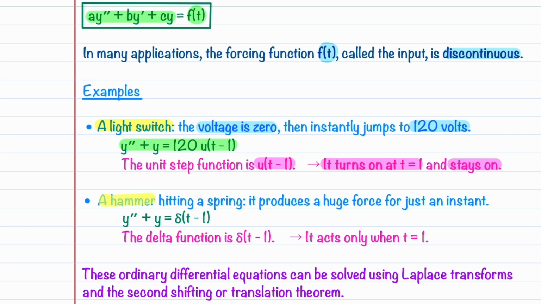Now think about a hammer striking a spring. The hammer contacts the system for an instant, delivering a huge impulse. That's exactly what the Dirac delta function models. For that system, written as y double prime plus y is equal to delta of t minus 1, the delta function acts only at the single instant when t is equal to 1. Both of these differential equations can be solved using Laplace transforms once we understand these functions and also understand the second shifting or translation theorem.